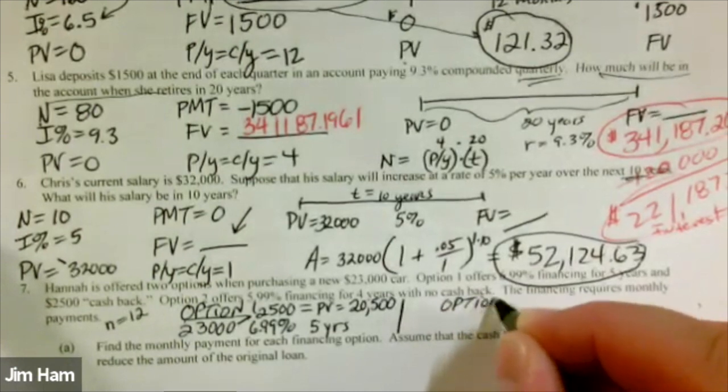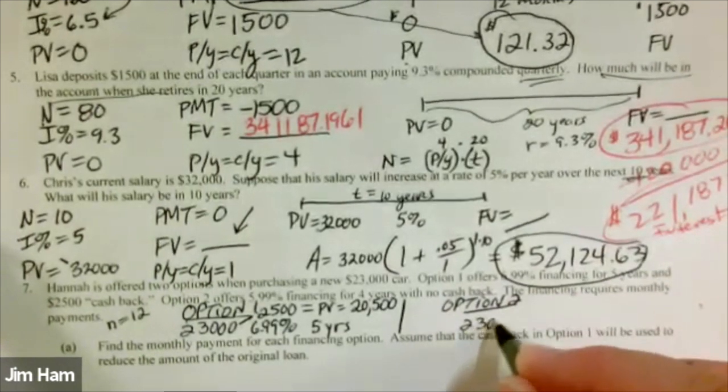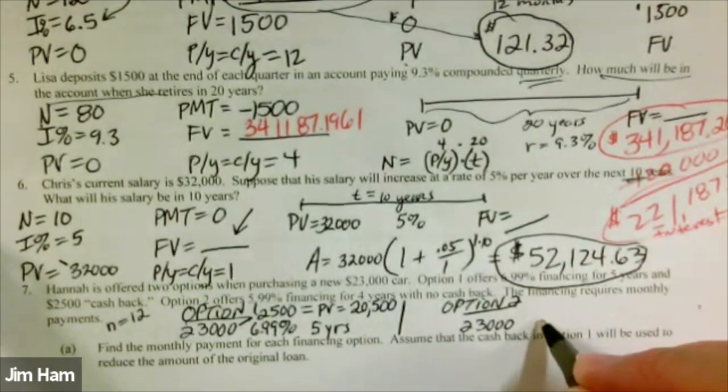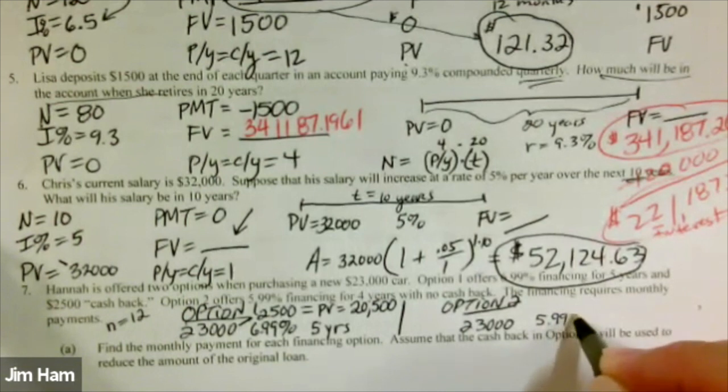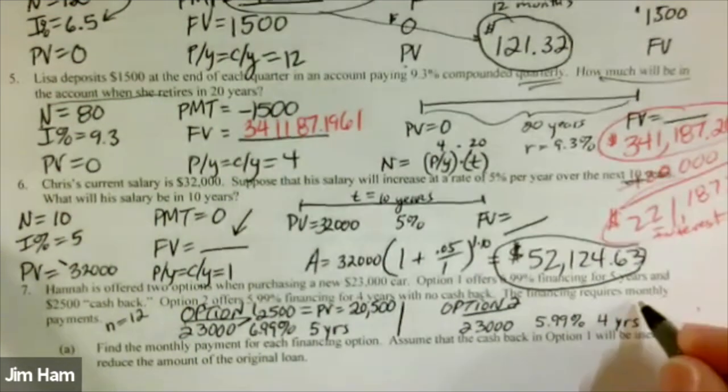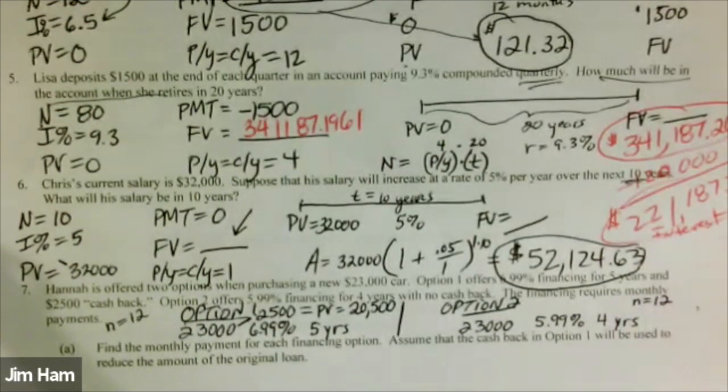Okay, option two. Option two, the loan amount is 23,000, but there's no cash back on this option. But the interest rate is a little lower. It's 5.99%. And the loan only goes for 4 years instead of the 5. Again, the little n is 12. Okay, so the setup of the problem is what takes all the time. And so this is an annuity because you're going to be making regular payments for your car, monthly payments, same monthly payment for either 5 years or 4 years.